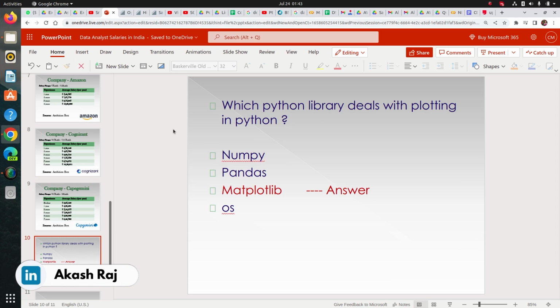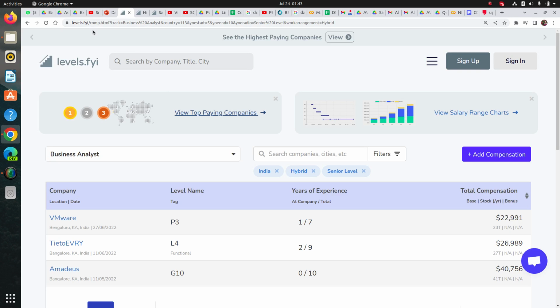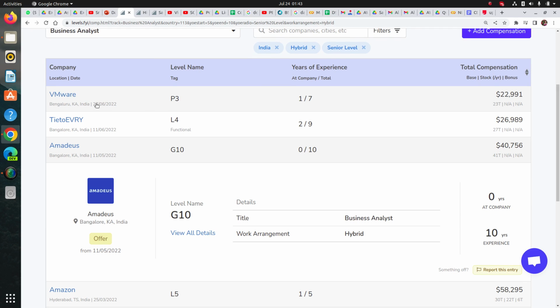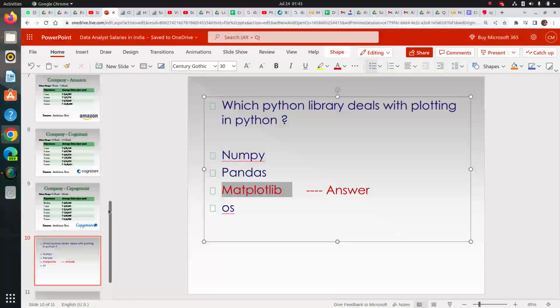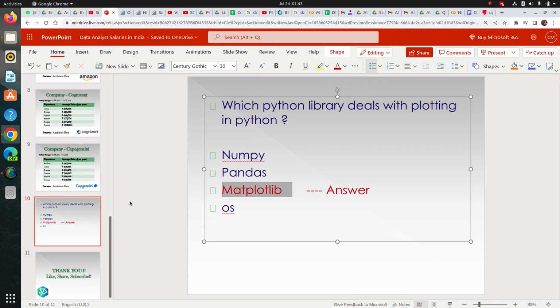Now let's come back to our quiz answer. Which Python library deals with plotting in Python? It is matplotlib. Visiting websites like levels.fyi can give you an idea about these companies, and based on these companies, you can prepare by checking their job descriptions and targeting those skills. If they ask for experience, obviously you can work in some of these companies to build experience and prepare your skills, and target top companies to get the highest pay for your desired role.